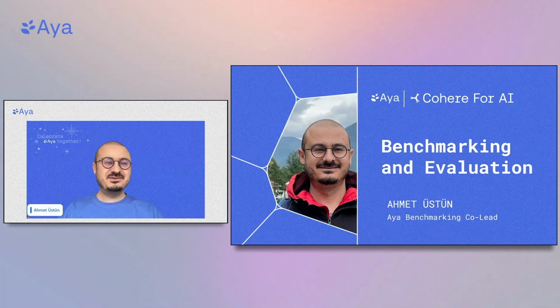I can start very brief about myself. I'm Ahmet. I'm a research scientist in Cohere for AI, and I was co-lead in our benchmarking and evaluation team. And a more personal side, I am from Turkey. I live in Netherlands. I speak English at my home. So I think it's enough of a motivation to be a part of AI.